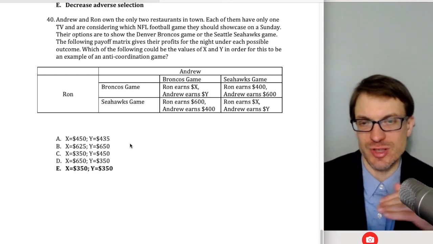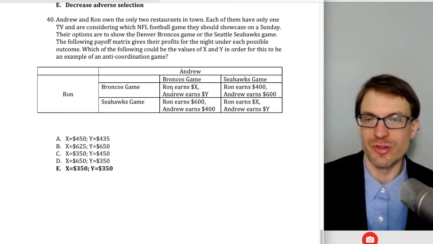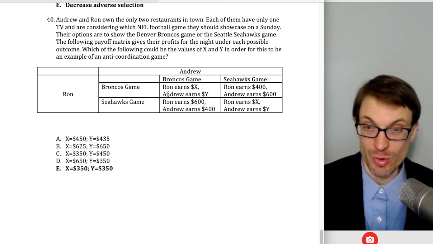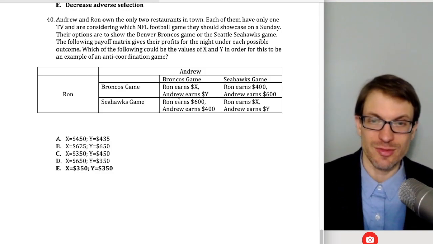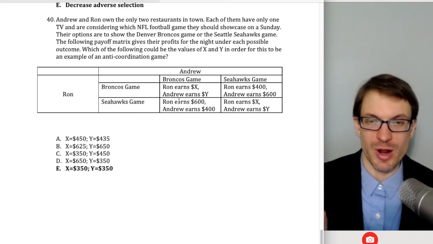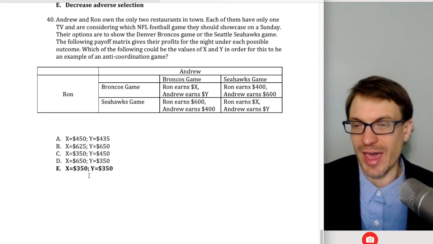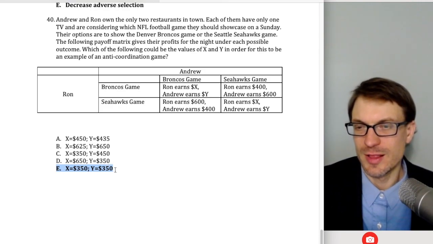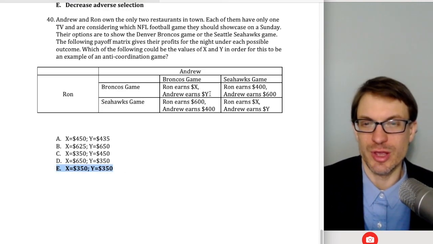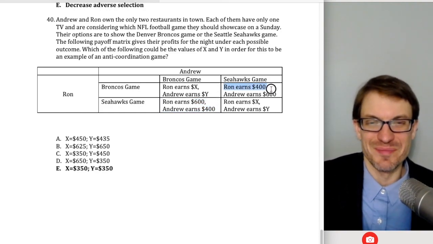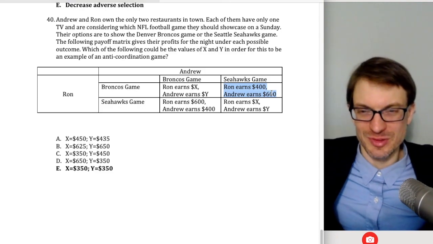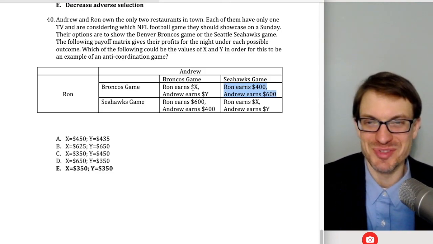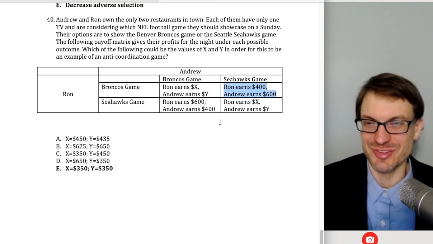With anti-coordination, you get the opposite action, right? So coordination would be they'd both do Broncos, and anti-coordination is one does Seahawks, the other does Broncos, and that's got to be more lucrative. So for that to happen, it's got to be the lower of them. So, 350, 350, because when they coordinate, they would get smaller joint payoffs than when they fail to coordinate. Here I'm framing coordinate as showing the same game. When they show different games, they do better. That's anti-coordination. Anyway, so Seahawks.